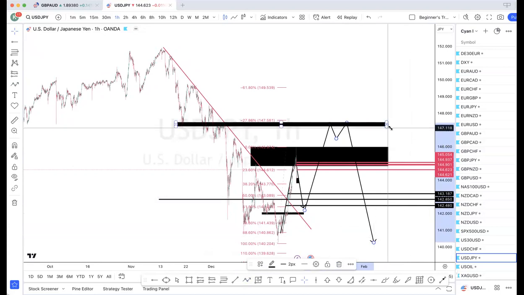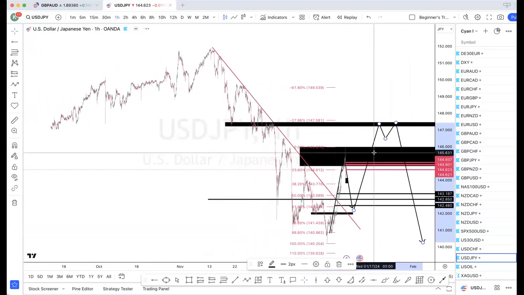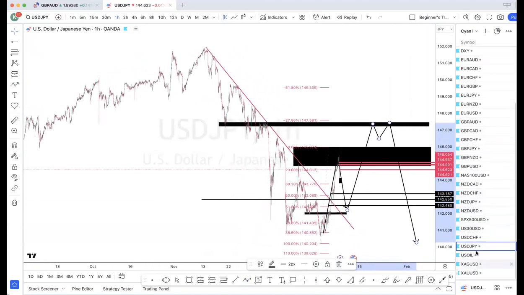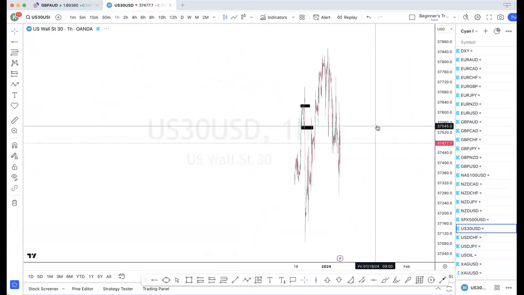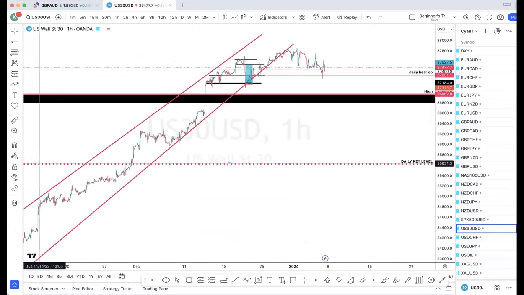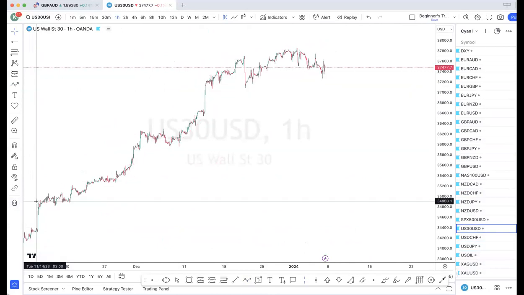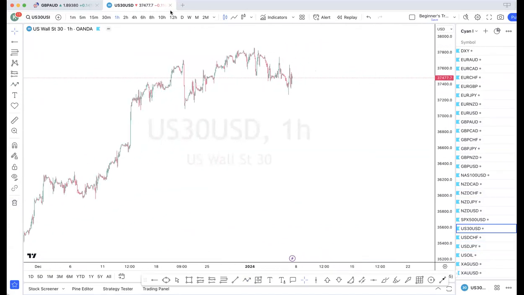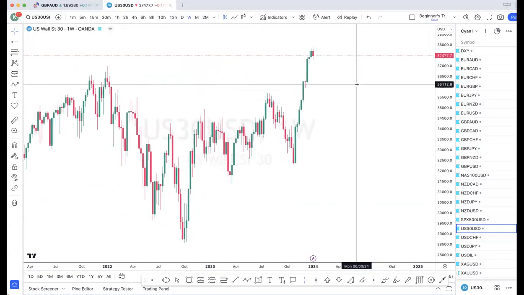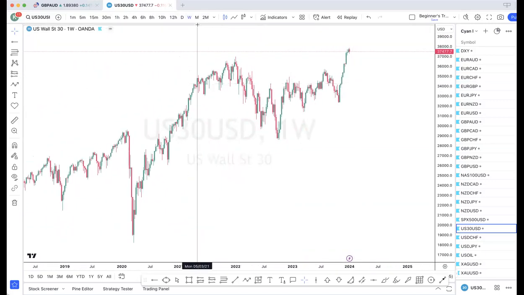I smoked the US 30. I don't know when I did that. Let me erase that. Me either. But let's go to it. It hasn't even started simmering yet. Yeah. That's about to smoke off.